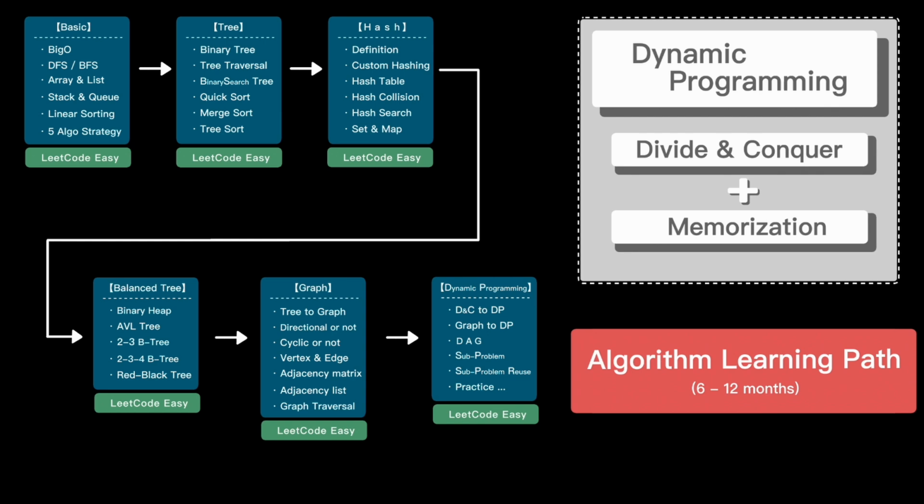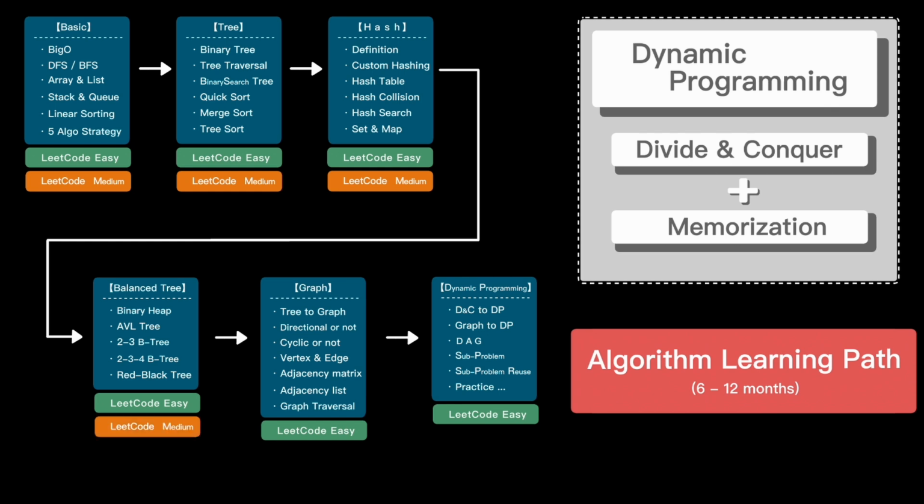And up to now, I would say the time you spend on this learning path has been 5 to 6 months. Then, let's go from the very beginning all over again, but this time, we will level up. Find medium-level LeetCode questions on the basic topic, then on the tree topic, hashing topic, balanced tree topic, graph topic, and the dynamic programming topic. Up to now, it's around 8 months, I would say. You should be all good if you are interviewing at a typical company.